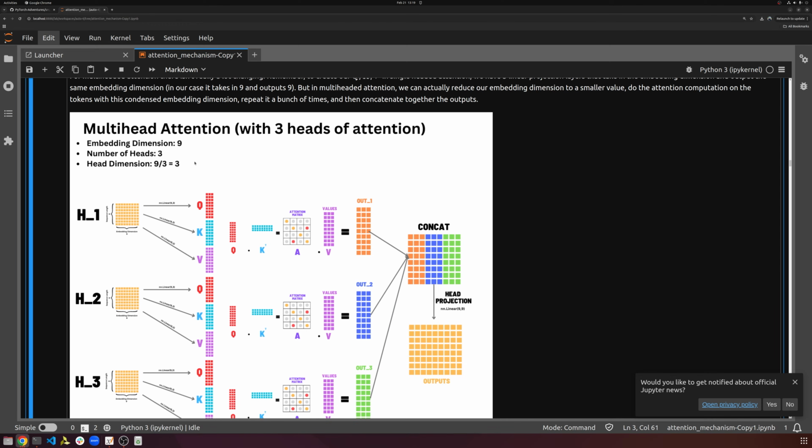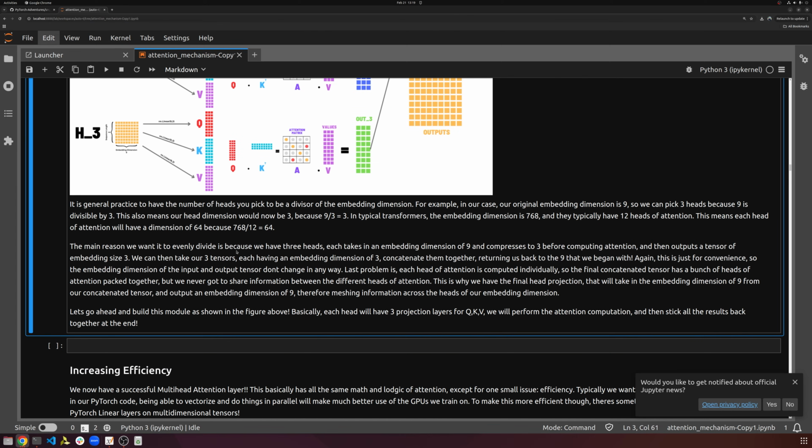It's standard practice, by the way, to make sure that your number of heads divides your embedding dimension evenly. So if your embedding dimension's 9, you wouldn't pick 5 heads because you couldn't evenly divide it. Typically, for the bigger transformer stuff we'll be implementing later, we have an embedding dimension of 768 with 12 heads of attention, which means each head has a dimension of 64. So let's go ahead and implement this.